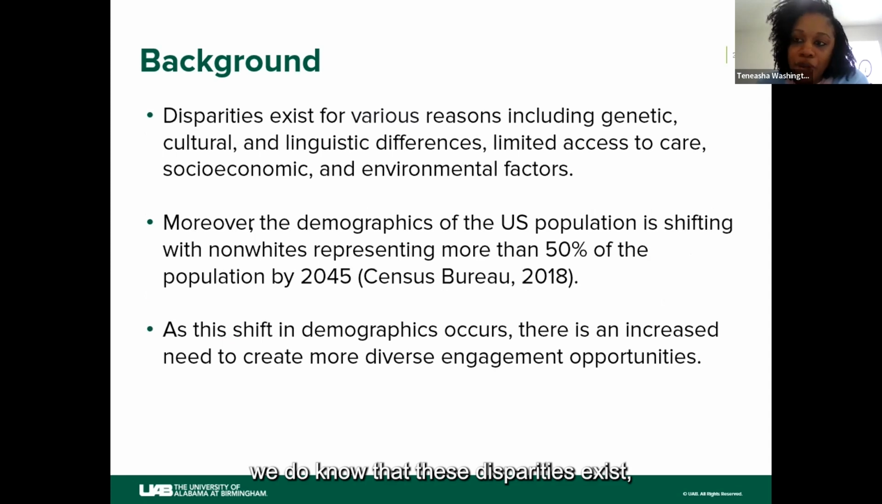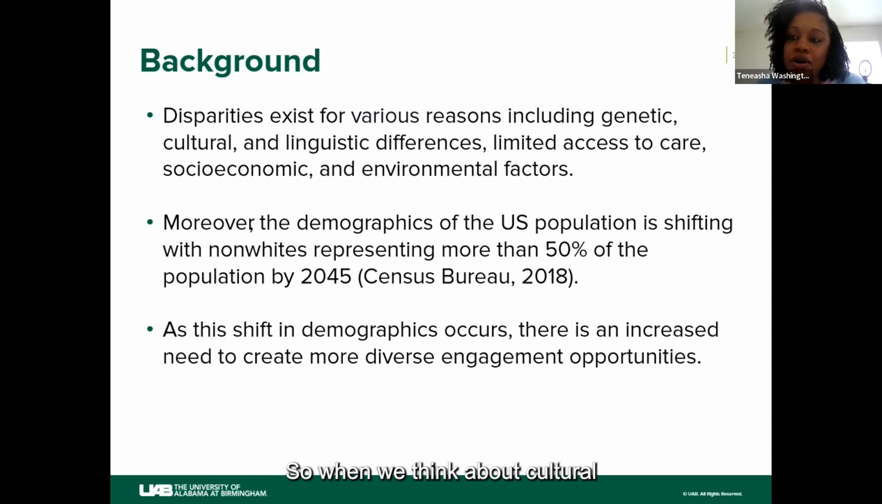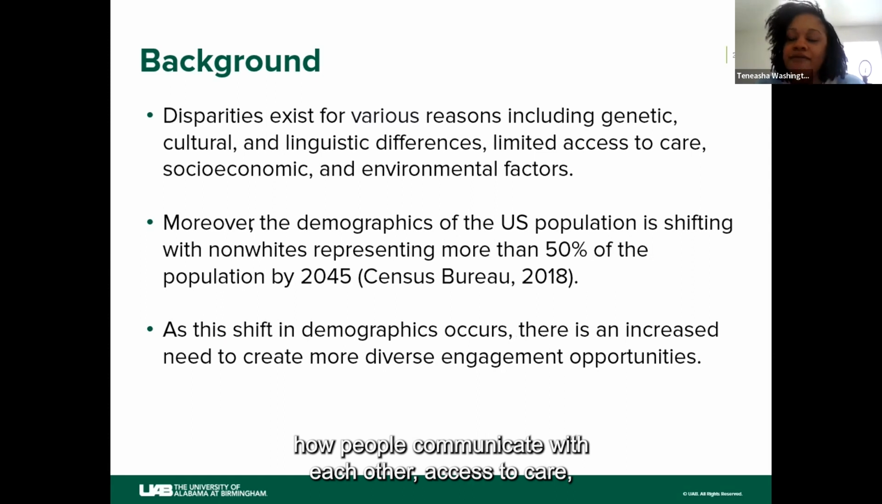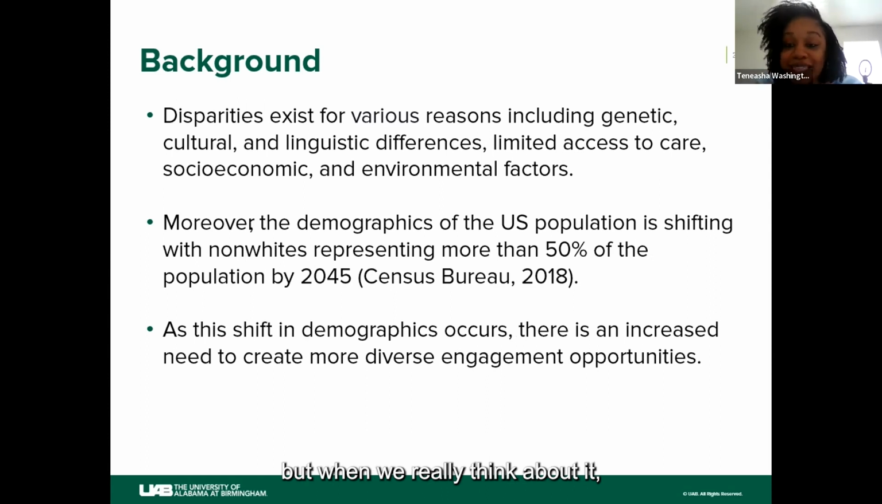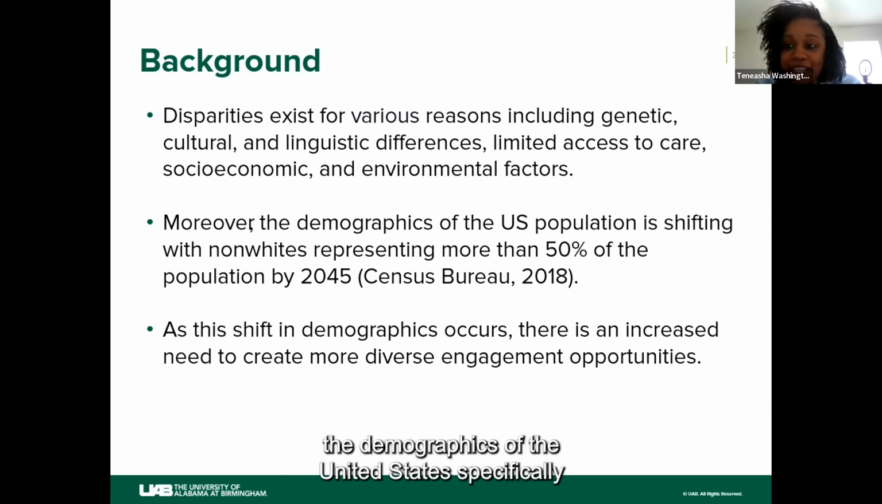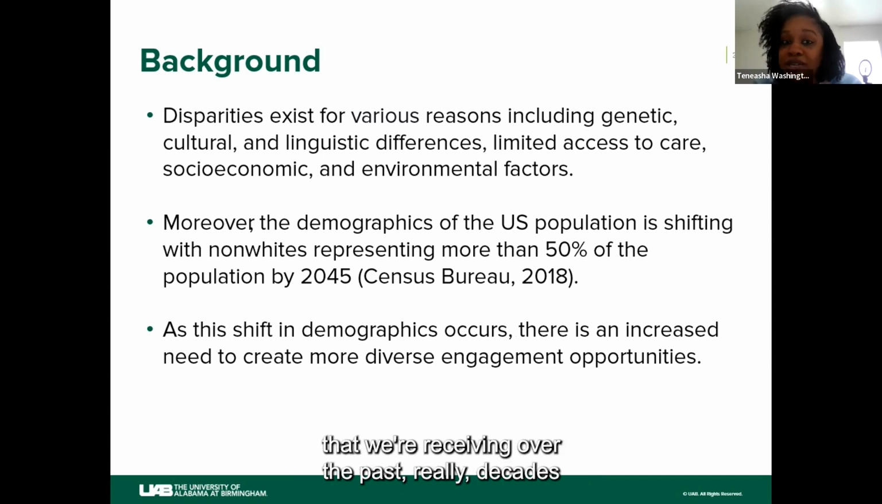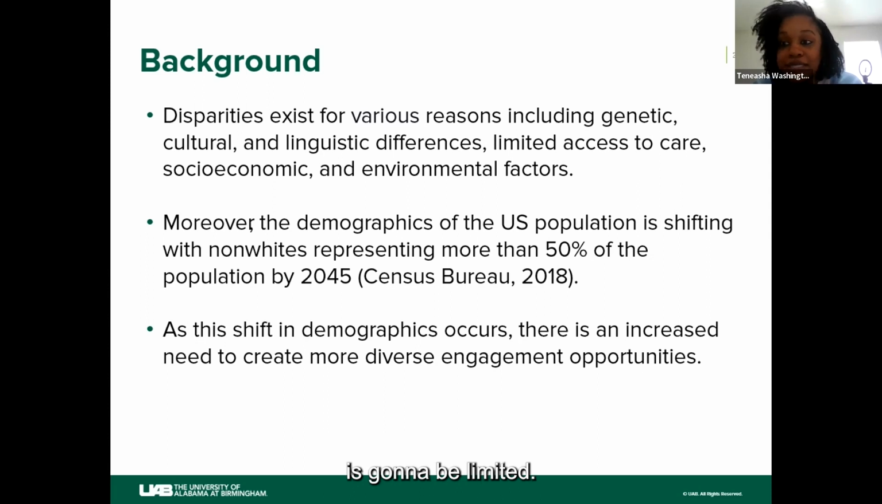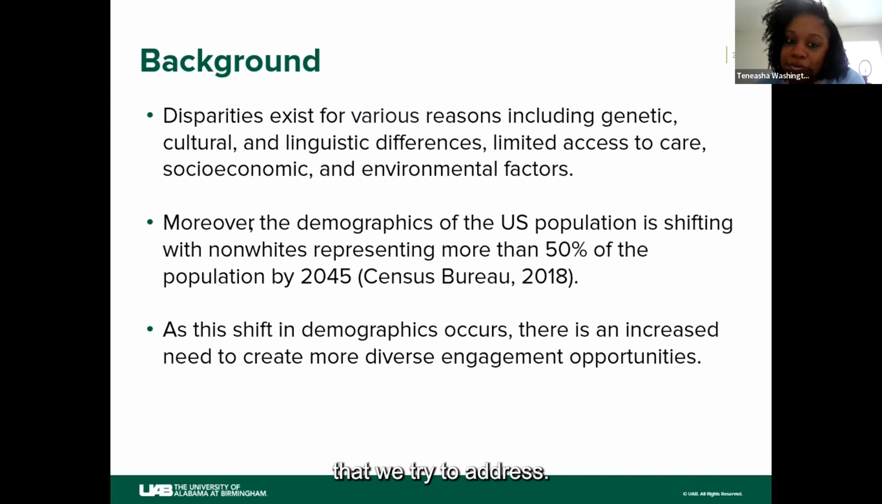We know these disparities exist, and they can exist around a variety of diversity metrics: cultural ideas, linguistic differences, how people communicate with each other, access to care, and of course socioeconomic and environmental factors. I always use this as my engaging moment for people, often outside of the rare disease space. The demographics of the United States are shifting drastically. If we continue at the rate we have been going, a lot of the data we've received over decades is going to be limited and not very generalizable given the shift in demographics. This is very important to address.